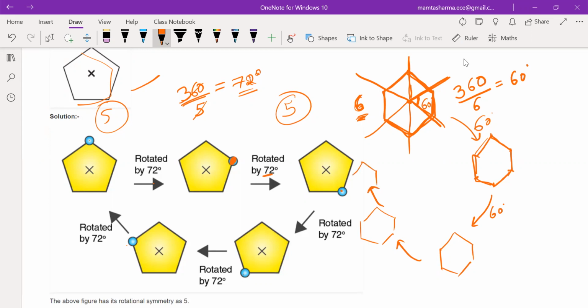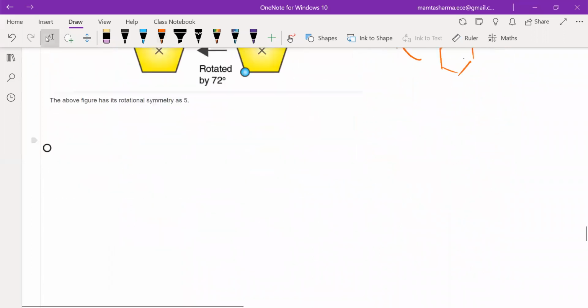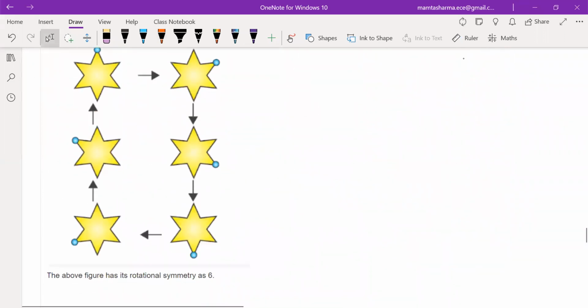Okay. Since the angle of rotation is 60 degrees, so 1, 2, 3, 4, 5, and then 6. In the 6th rotation, it will come back. Clear? Yes.